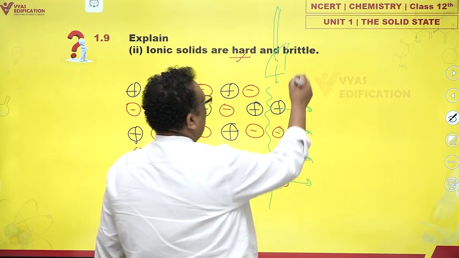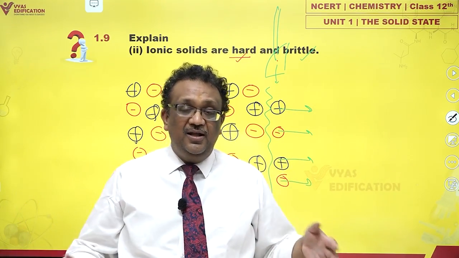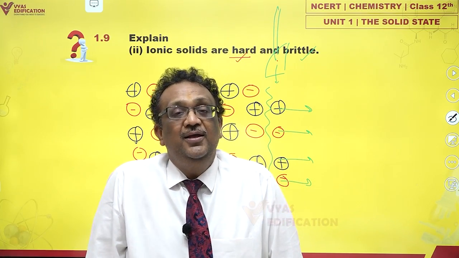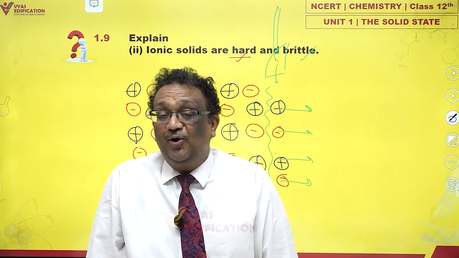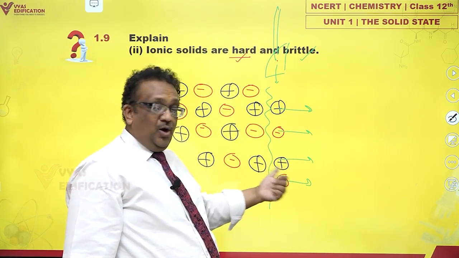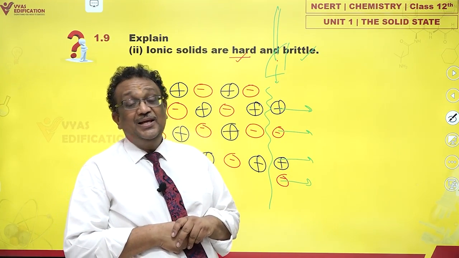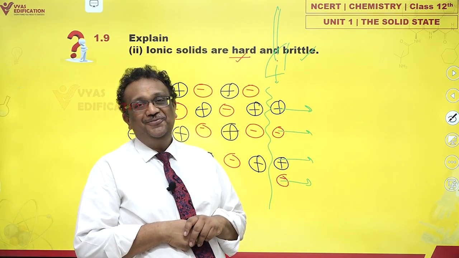So, hardness because attraction is high, and brittle because all that love turns to hate if you push them by pressure or force. Because instead of opposite charges, like charges come opposite to each other and they just repel away. That explains the brittleness of ionic compounds.